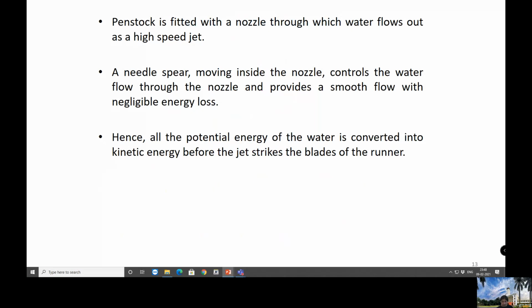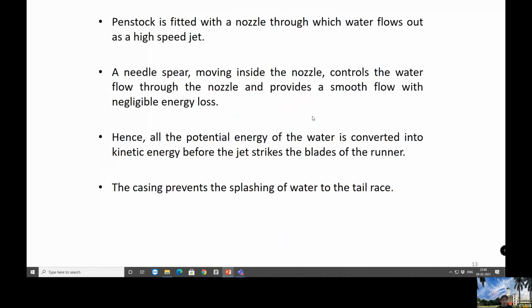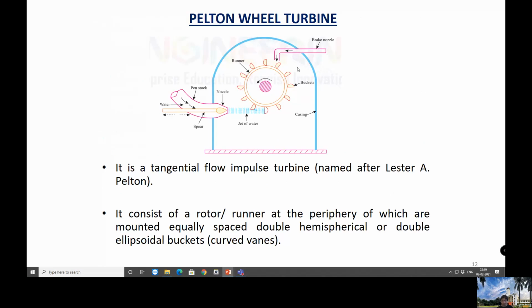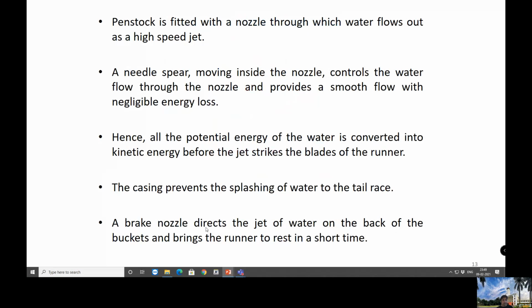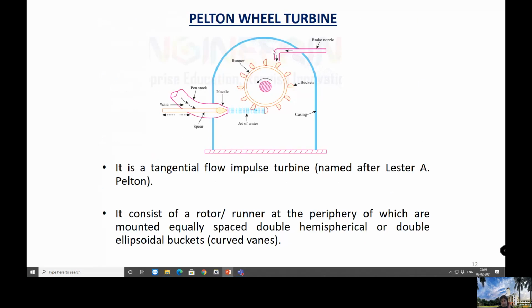And the casing, you see the casing here, what it does is it prevents the splashing of water to the tail race. And the last component is the brake nozzle. This directs the jet of water onto the back of the bucket and brings the runner to rest in a short time. You see, this is the brake nozzle. In the experiment, we are going to use this component for recording the torque that is developed, but we will come to that later.